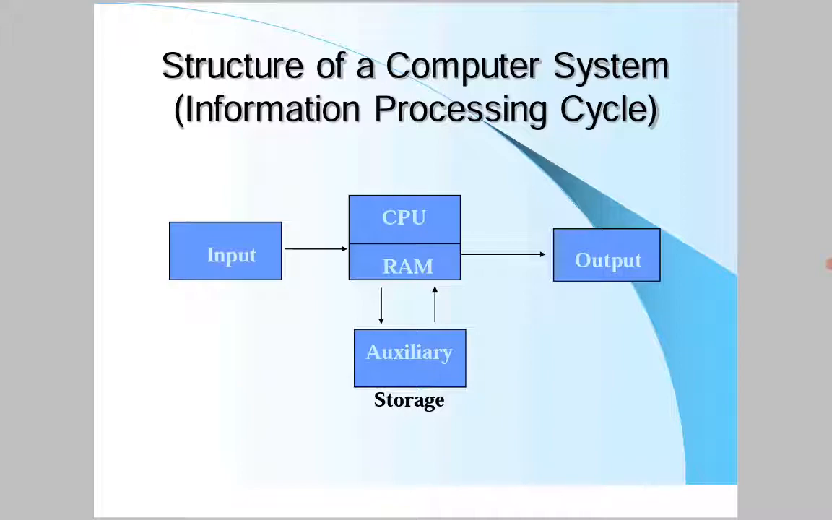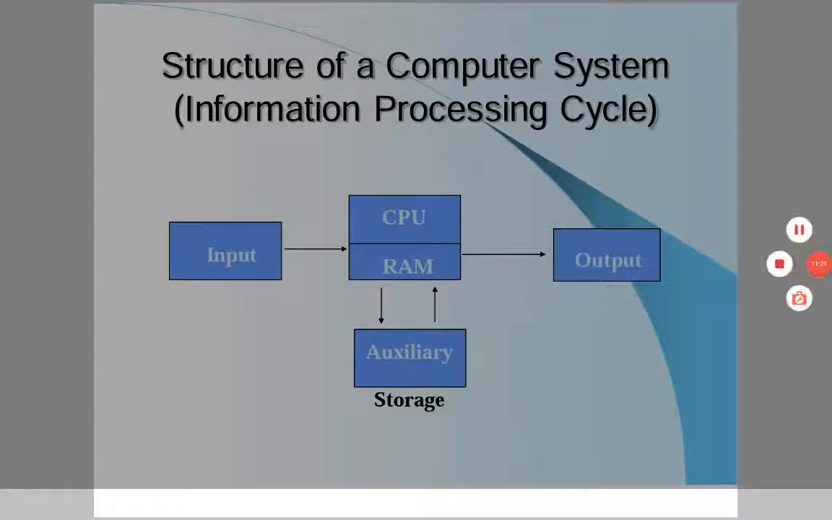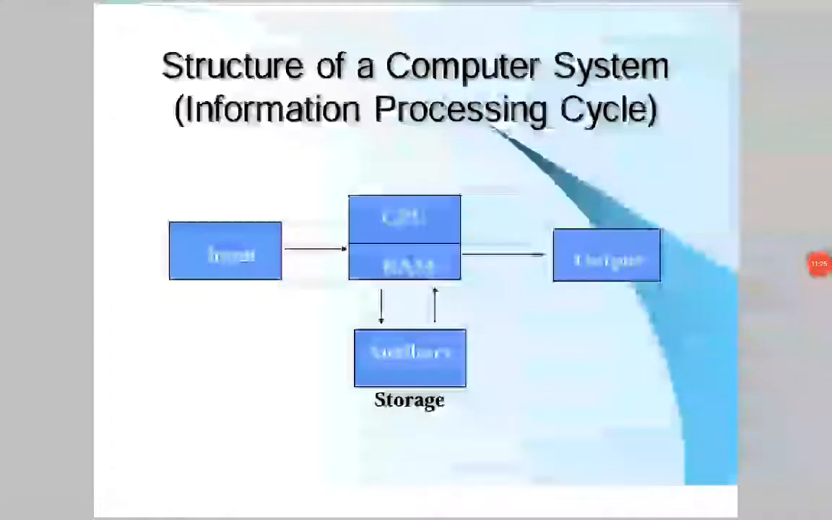And the fourth unit is the storage unit. It is also called the auxiliary unit. Here, the storage unit is also connected to the CPU. In the storage unit, all the programs, applications, and software are permanently stored. It is external storage, also called an external storage device.